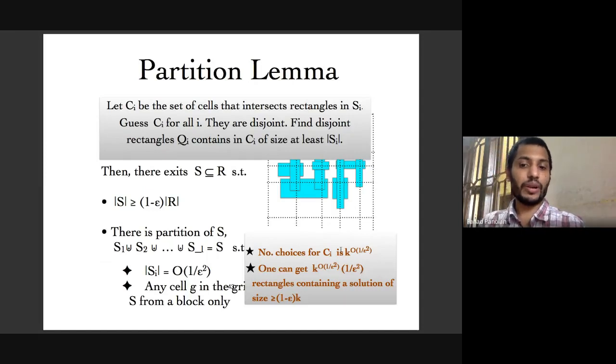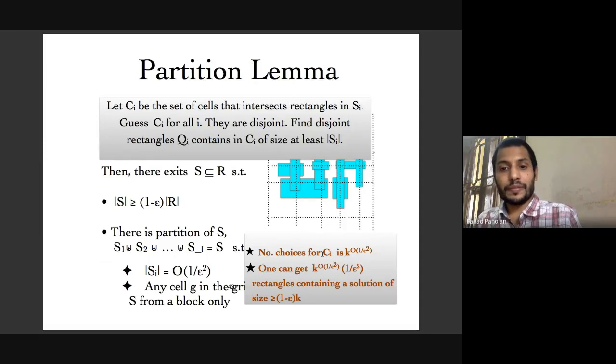So previously what we have said, for each Ci, I have a choice of getting cells. The number of choices of getting Ci is k to the power order 1 by epsilon square. And the moment I know one choice for Ci, I ask: are there 1 by epsilon square many independent non-overlapping rectangles within that Ci? And if there are, I just choose them.